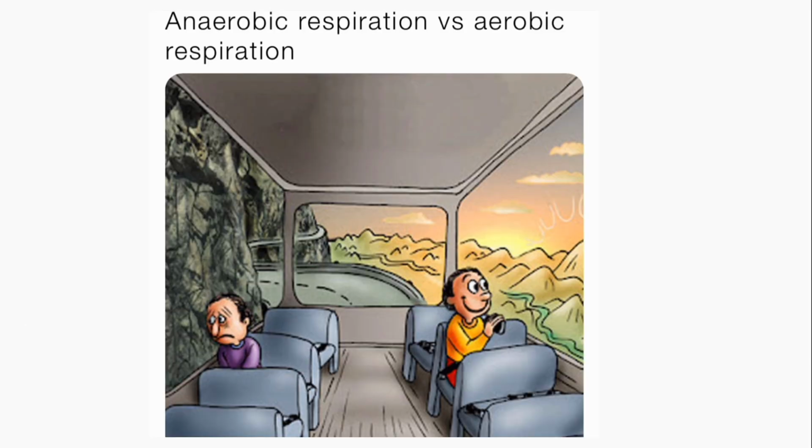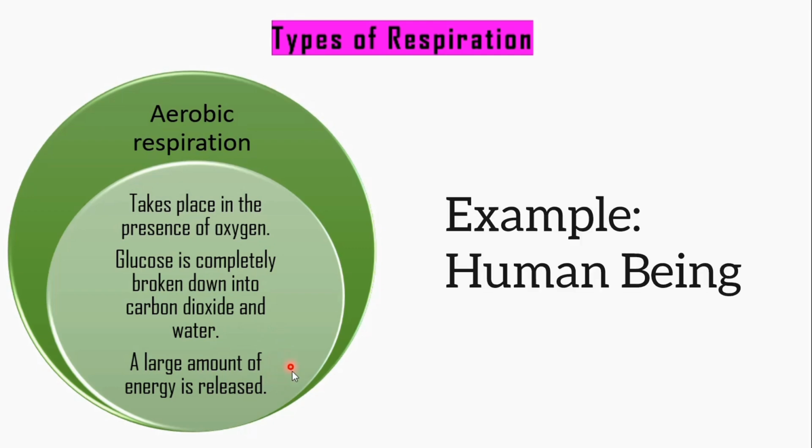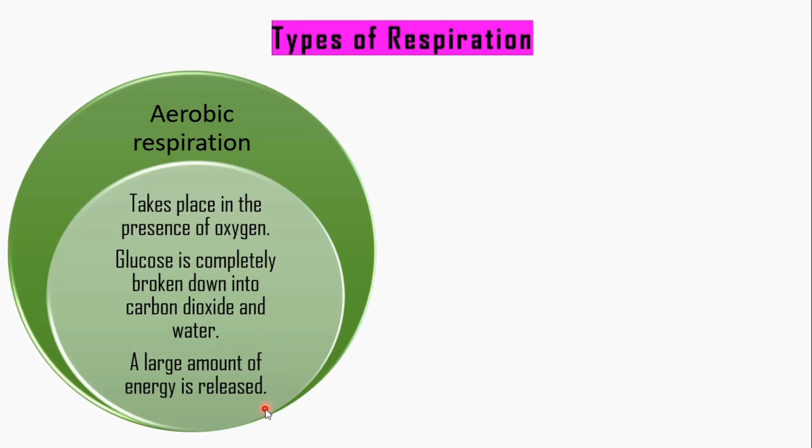Respiration can take place in two ways depending on the presence or absence of oxygen. That is aerobic and anaerobic respiration. So what is aerobic respiration? Aerobic respiration basically takes place in the presence of oxygen. Here, glucose is completely broken down into carbon dioxide and water with the release of a large amount of energy. For example, humans and most animals respire aerobically.